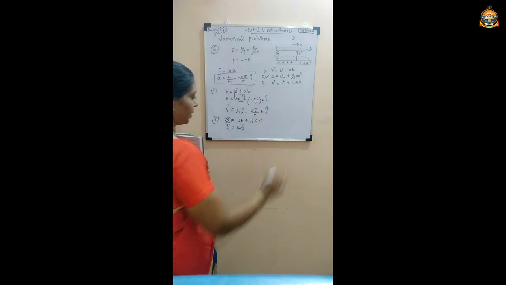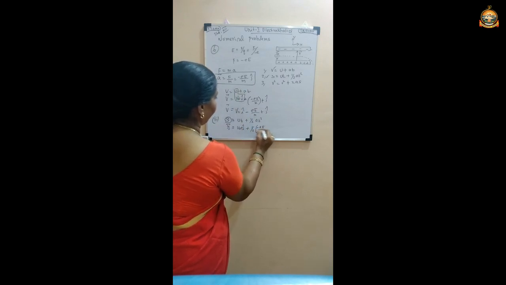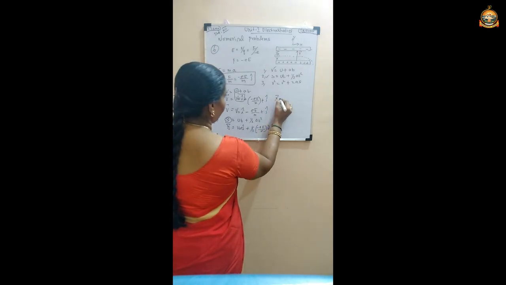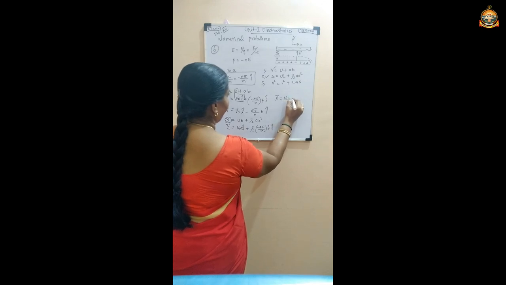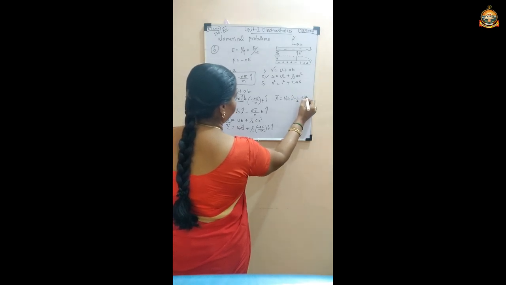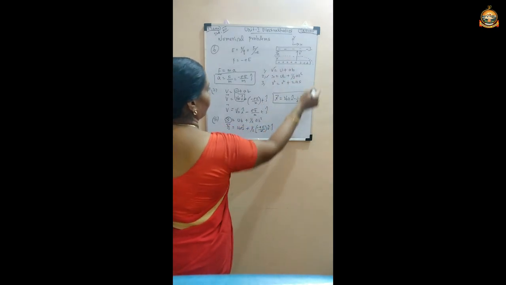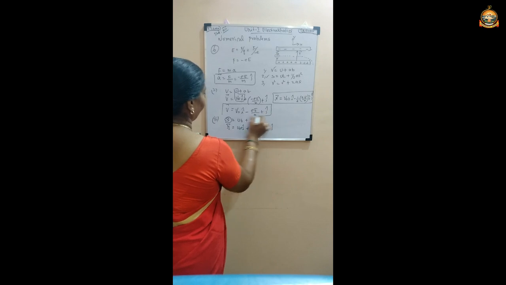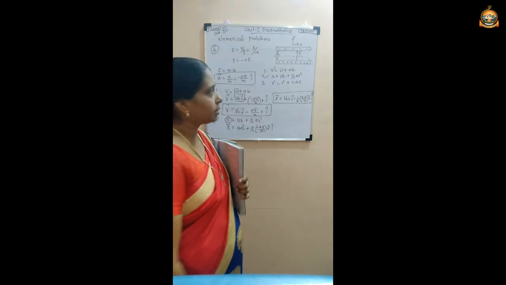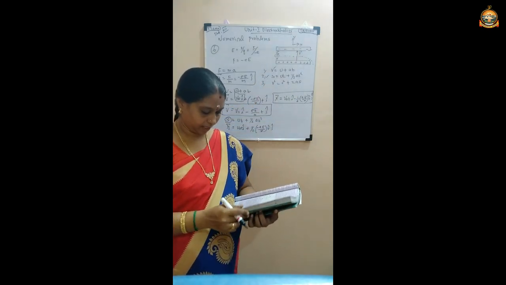Multiply by t. Plus 1 by 2 into acceleration, which is minus eE by m into t square into j cap. Therefore, this relation becomes r vector is equal to v naught t into i cap plus minus 1 by 2 eE by m into t square into j cap. This is the position of this electron with respect to time. And this is nothing but the velocity of this electron. This is the acceleration of this electron while it enters this electric field in this way. That's all. Next.